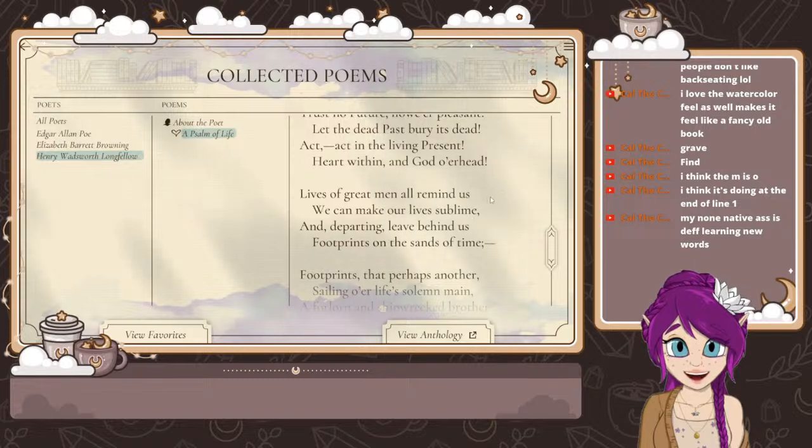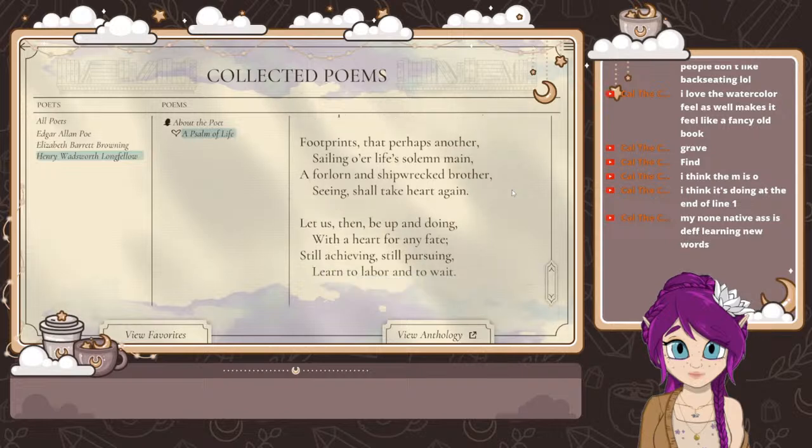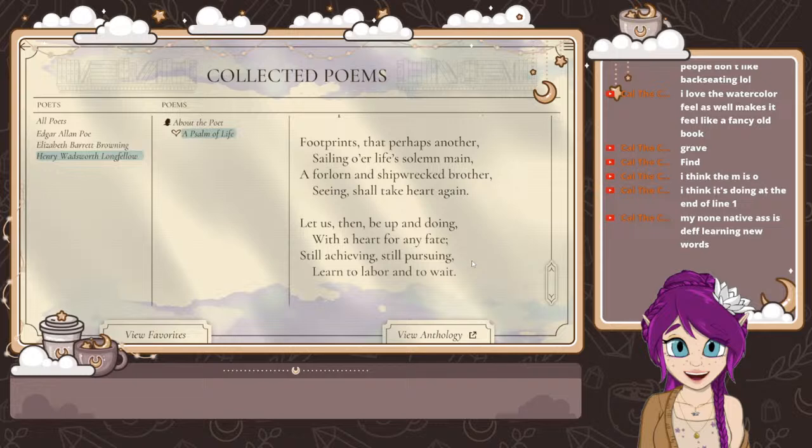Lives of great men all remind us we can make our lives sublime, and departing leave behind us footprints on the sands of time. Footprints that perhaps another, sailing over life's solemn main, a forlorn and shipwrecked brother, seeing, shall take heart again. Let us then be up and doing, with a heart for any fate, still achieving, still pursuing, learn to labor and to wait.